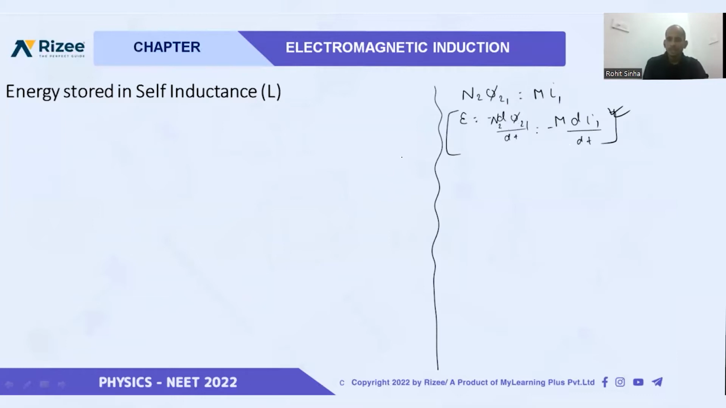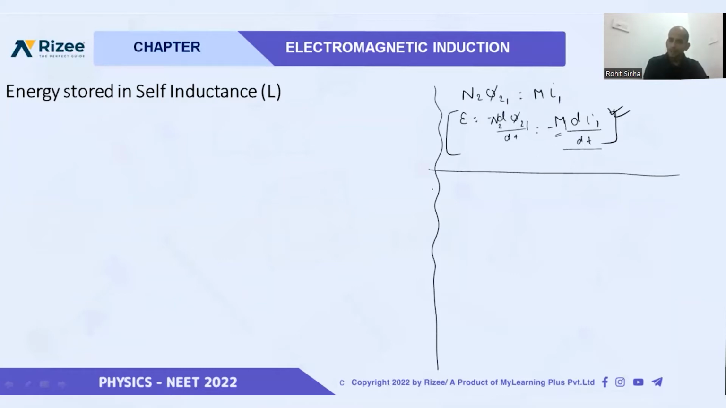Got it? Now we have studied a similar example for self-inductance. It is the same formula; in place of L I have written M here. Remember that L was self-inductance and here M is the coefficient of mutual inductance.